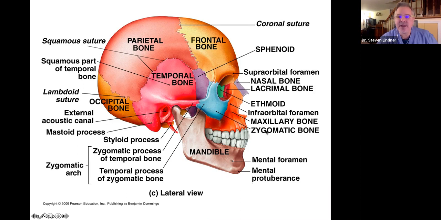Here is the zygomatic bone. That's kind of like the cheekbone.